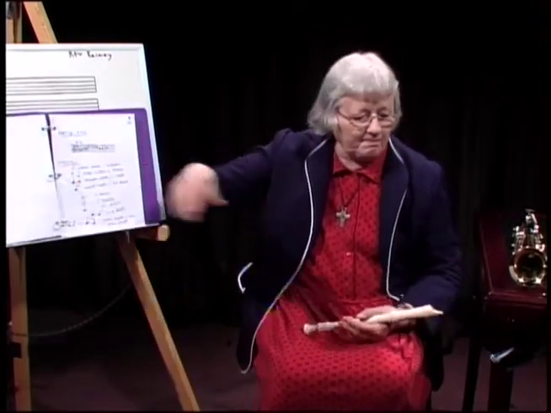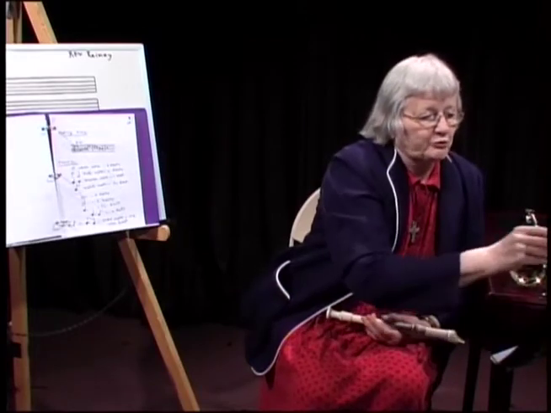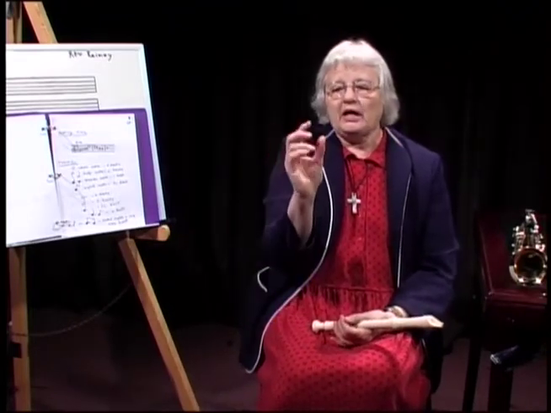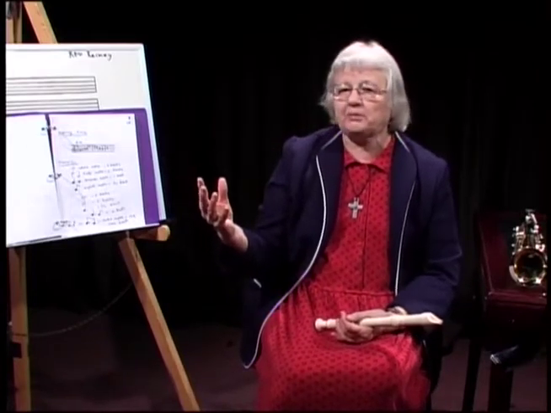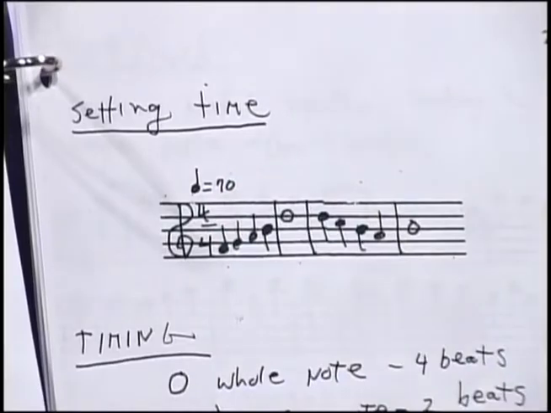Setting the time. Some people use metronomes when they play. I don't, and I don't have one because I don't use it. But a metronome is a device that will tick the number of beats per minute. So if a measure or a song is supposed to be played at 70 beats a minute, it's marked up here. You can set the metronome for 70 and it will tick away, tick, tick, tick, and you know exactly how fast that is supposed to go.